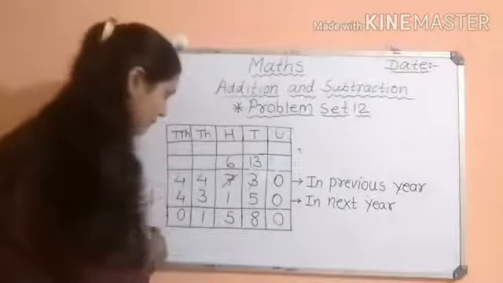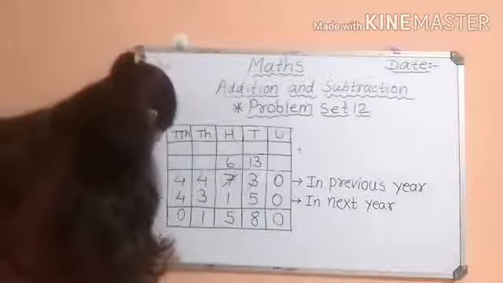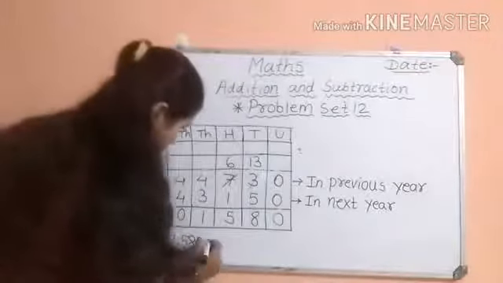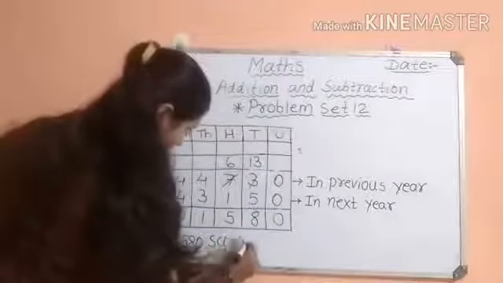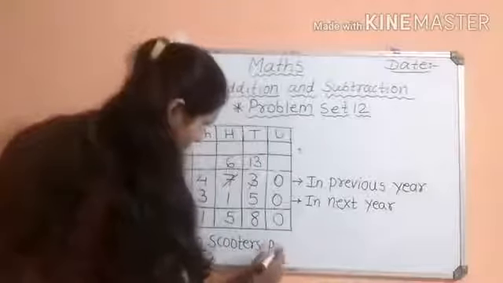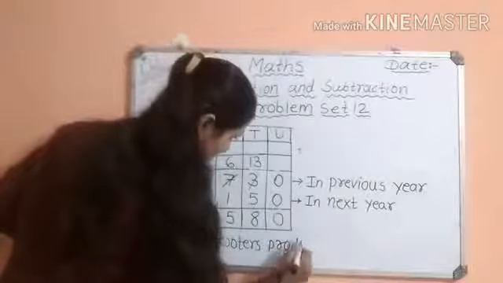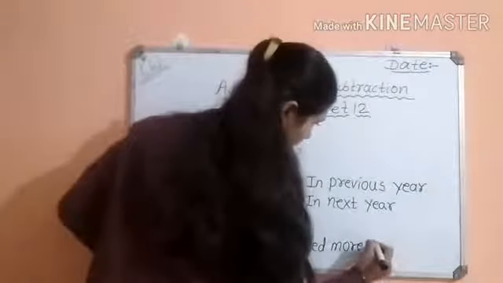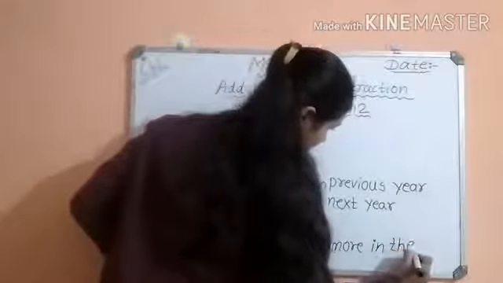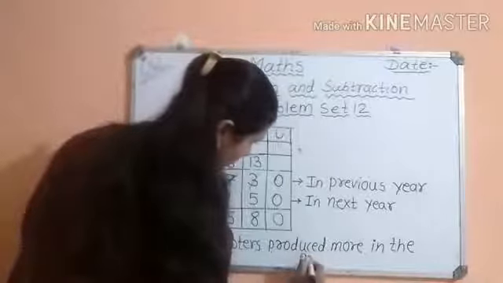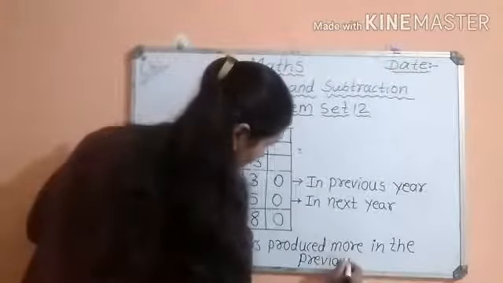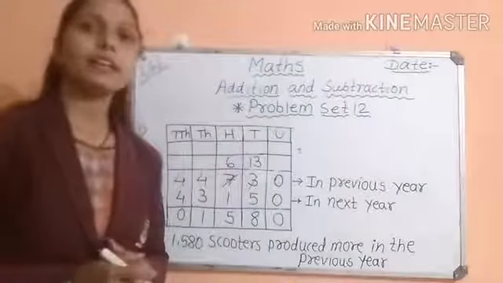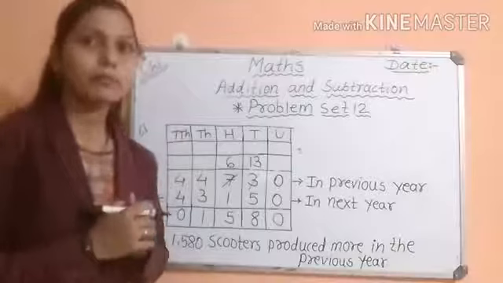So, your answer we have to write: 1580 scooters more were produced in the previous year. In the previous year, means 1580 more scooters were produced in the previous year.